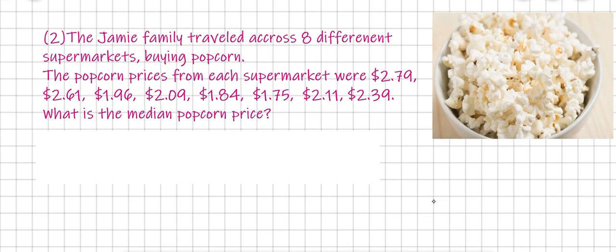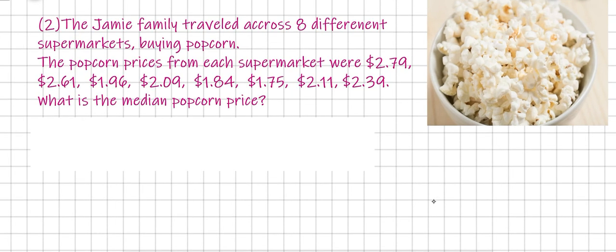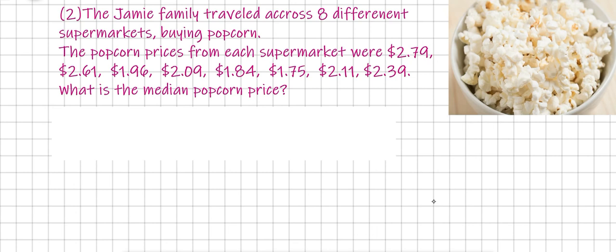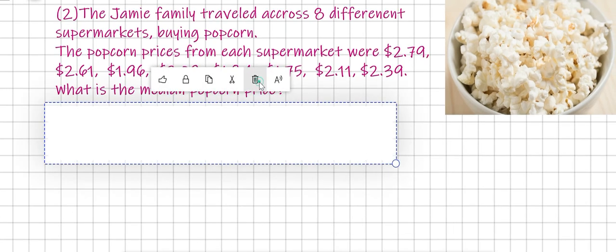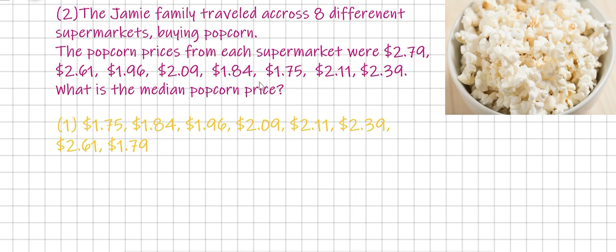Now, question 2. The Jamie family traveled across 8 different supermarkets buying popcorn. Oh, yummy. The popcorn prices from each supermarket were $2.79, $2.61, $1.96, $2.09, $1.84, $1.75, $2.11, and $2.39. What is the median popcorn price? Our first step is to order them in ascending order, which means going up, and I've already done that here.